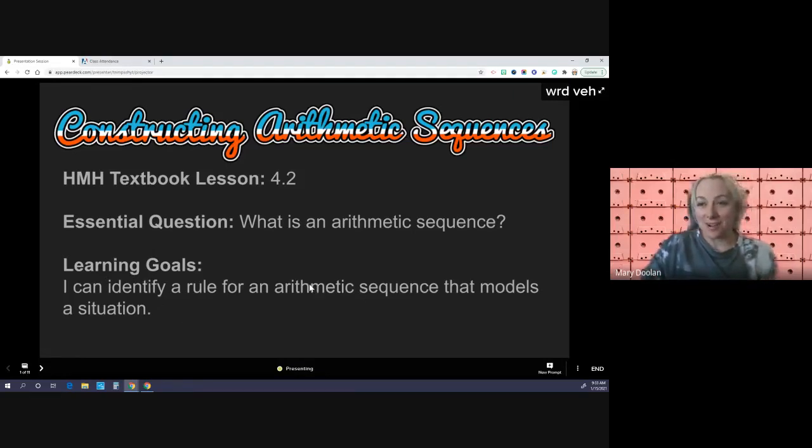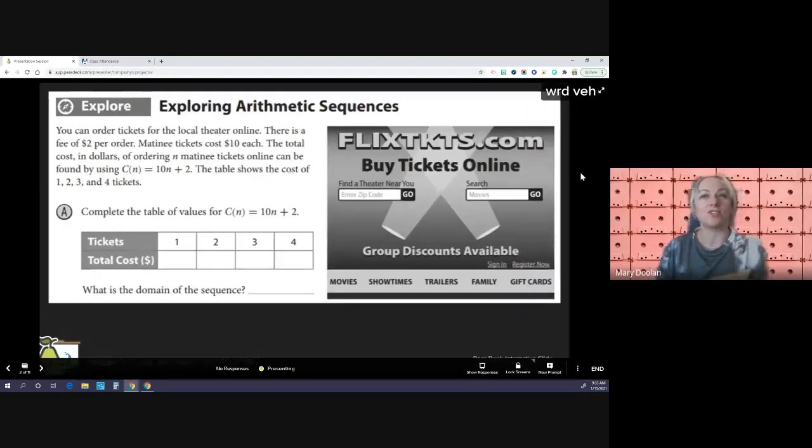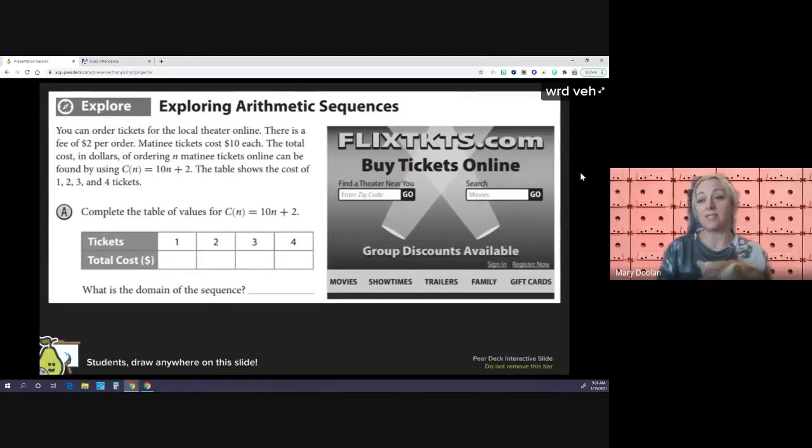We started this on Tuesday. So we're looking at what an arithmetic sequence is, and now we're going to look at how we can construct one. This first slide for you is an interactive one. This is a real life example of when an arithmetic sequence can be utilized.